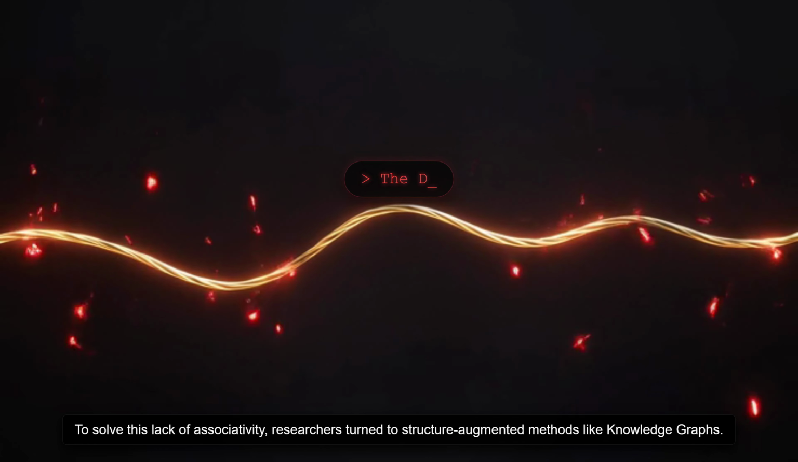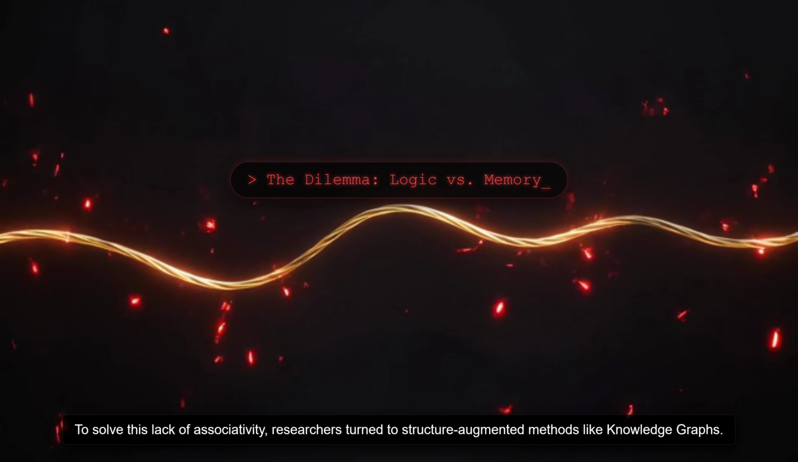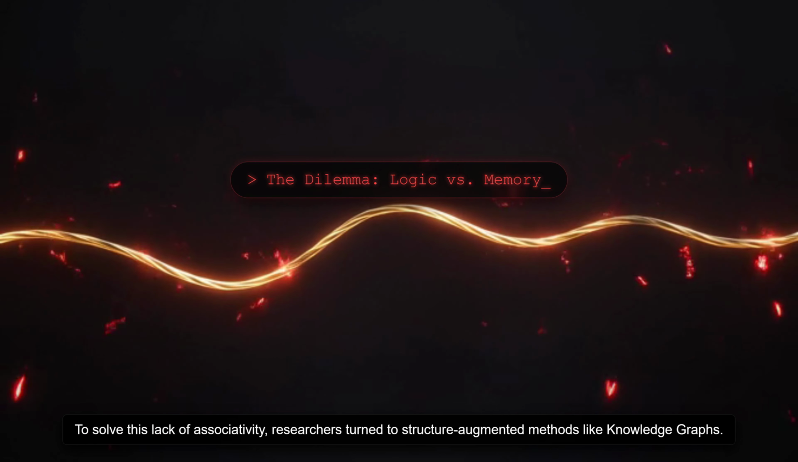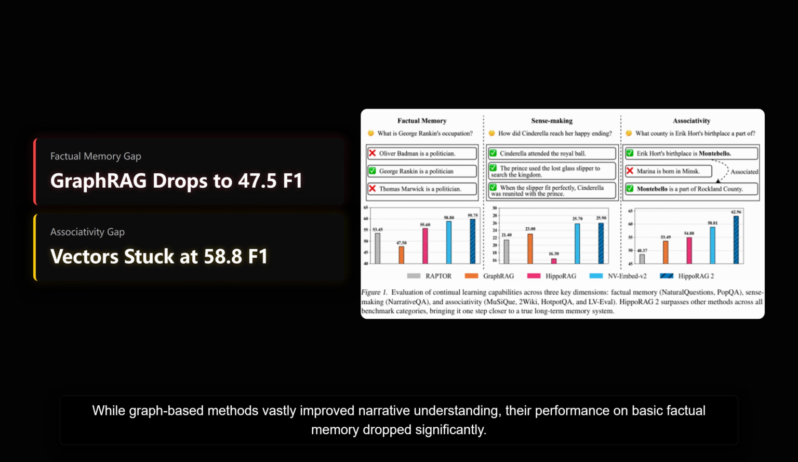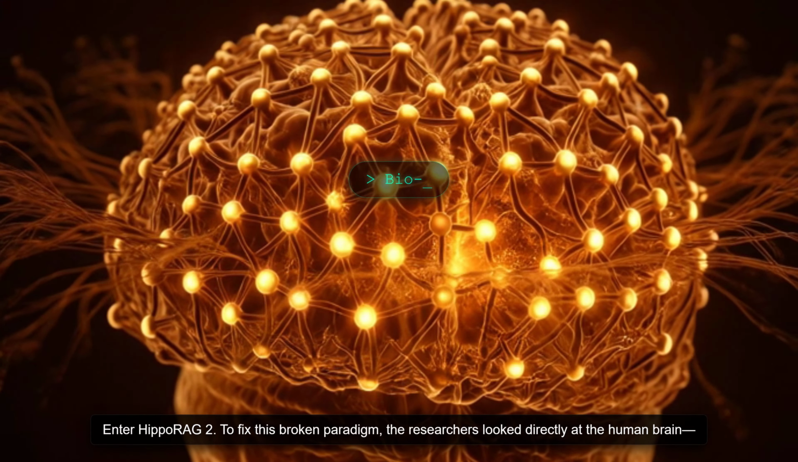To solve this lack of associativity, researchers turn to structure-augmented methods like knowledge graphs. But as we look at the data in Figure 1, they discovered an embarrassing and unacceptable compromise. While graph-based methods vastly improve narrative understanding, their performance on basic factual memory drops significantly. It's the equivalent of teaching an AI to master advanced calculus, only to realize it has forgotten how to do basic multiplication. This creates a painful dilemma: you can have strong recall using vectors, or deep logic using graphs, but not both. Enter HippoRAG 2.